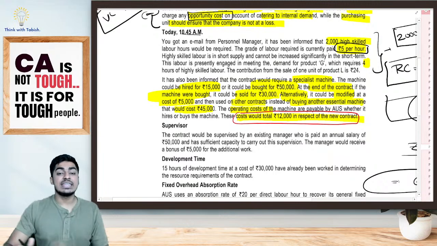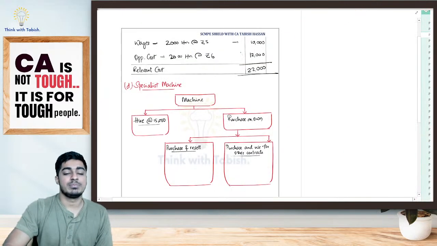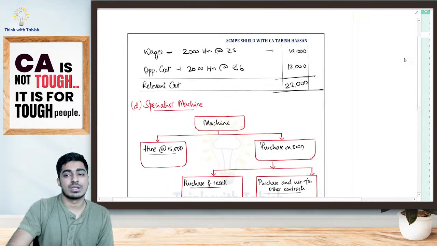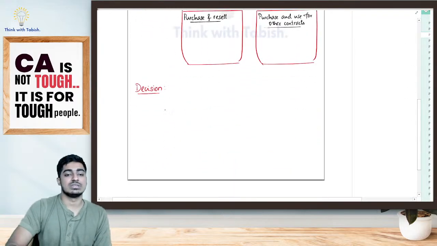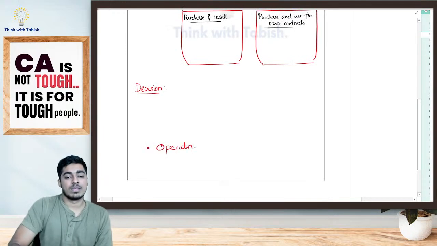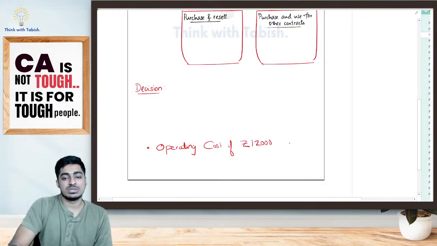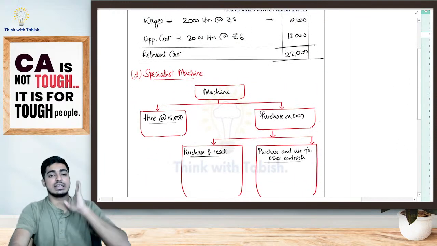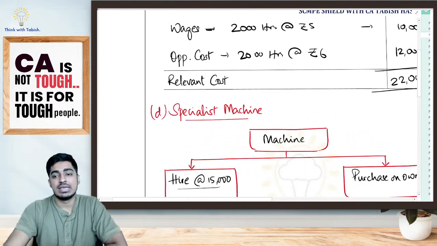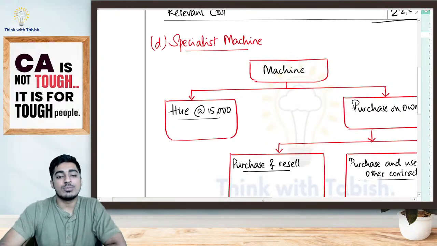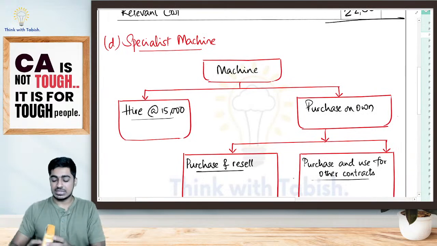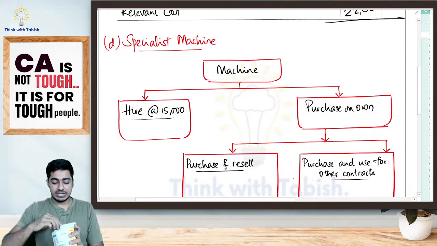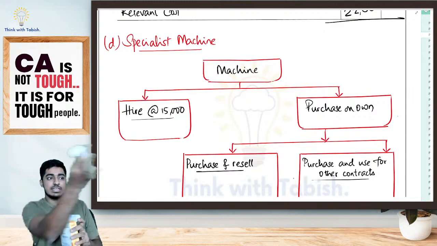Now let us calculate the relevant cost of the specialized machine. Pay attention, students. Decision, one thing we can write, operating cost of 12,000 is going to be relevant. Now, I have basically two options. What is the first option? I can get it on hire. If I am getting it on hire, how much do I have to pay? 15,000 I am paying. Assume this is the cash. If I am getting it on hire, how much am I paying, students? I am paying 15,000 rupees.